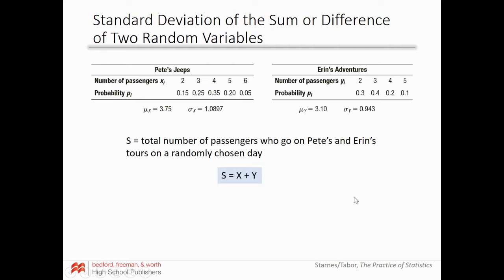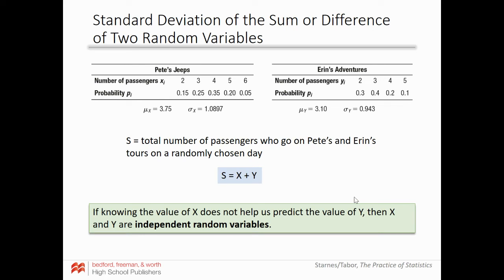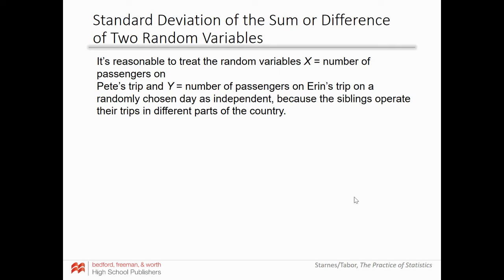So S, here are their two distributions. S is the total number of passengers who go on Pete and Erin's tours on a randomly selected day. If knowing the value of X does not help us predict the value of Y, then X and Y are independent random variables. We've seen that in the last chapter. So it's reasonable to treat the random variables X, the number of passengers on Pete's trip, and Y, the number of passengers on Erin's trip on a randomly chosen day, as independent, because the siblings operate these trips in different parts of the country. They're not very close to each other, so you wouldn't expect them to be competing for customers or anything like that. So you'd expect them to be independent.